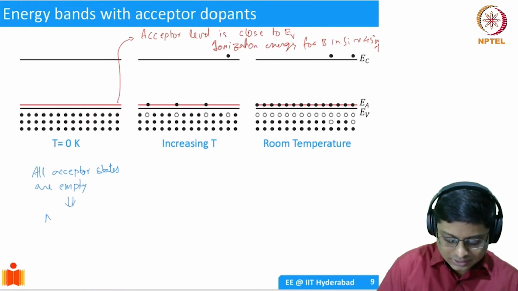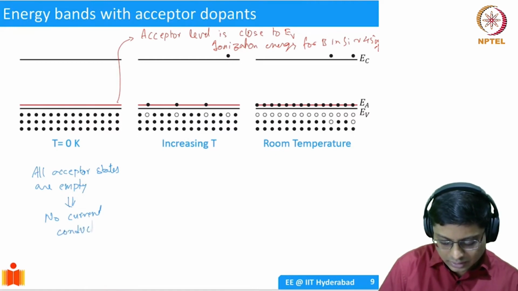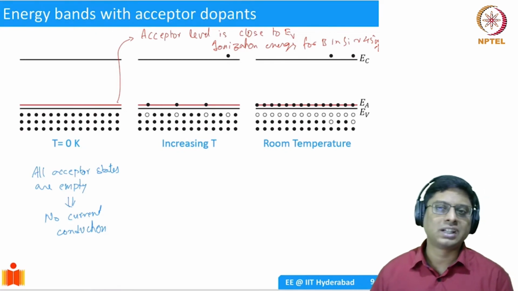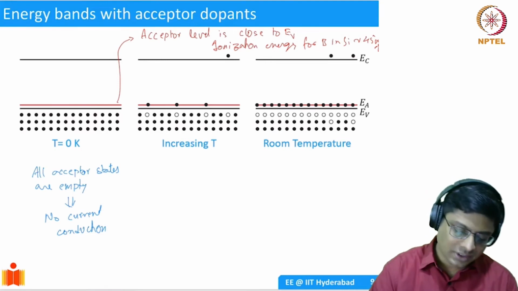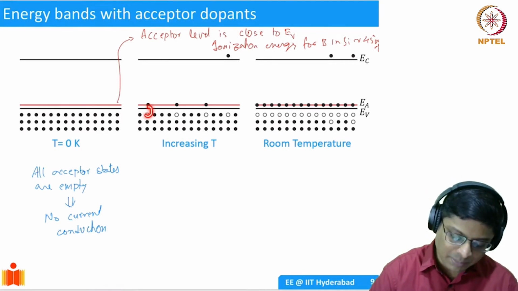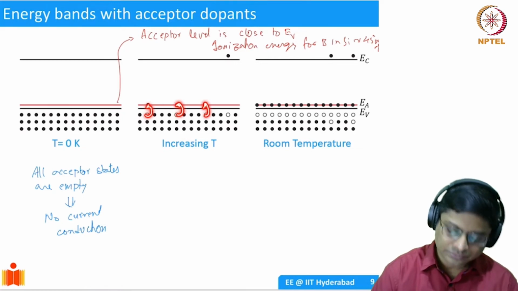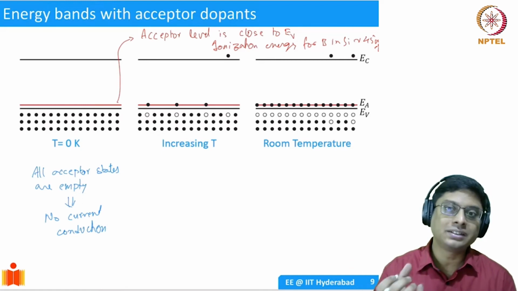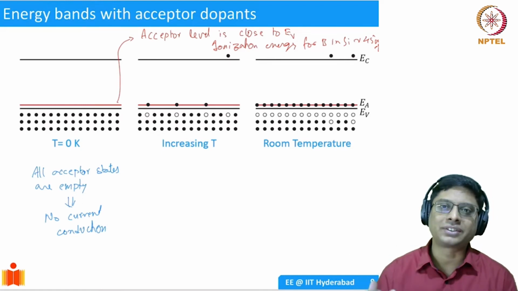Implies no current conduction, right? When there are no states available, everything is bonded. Every electron is bonded, so there is no conduction. But as T increases, you start seeing that some of these electrons from the valence band jump into the acceptor states. When they jump, essentially the boron atom is capturing the electrons from the lattice.